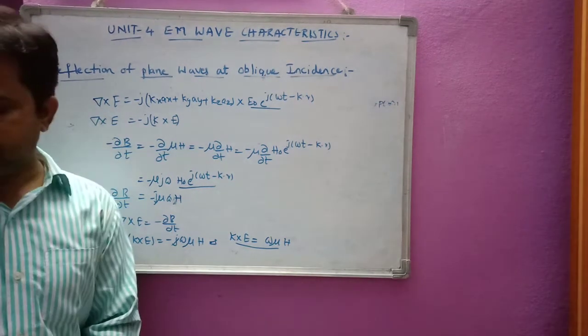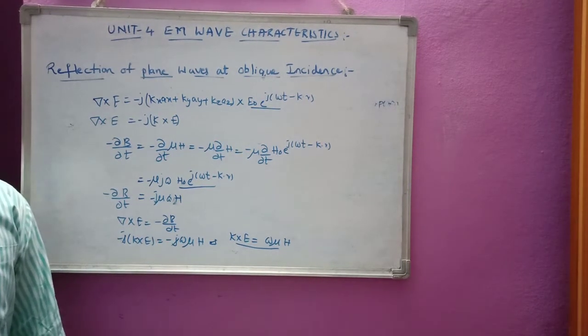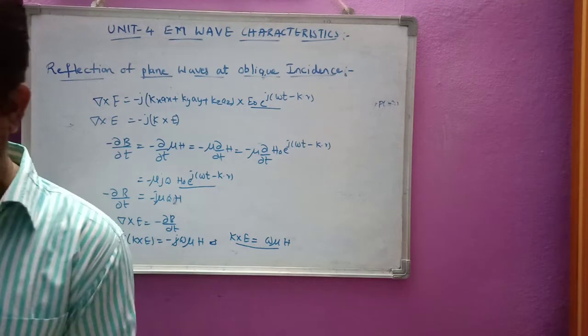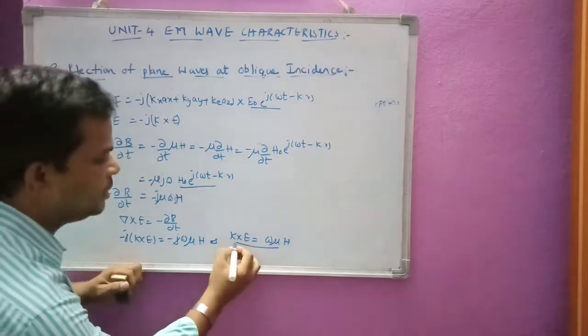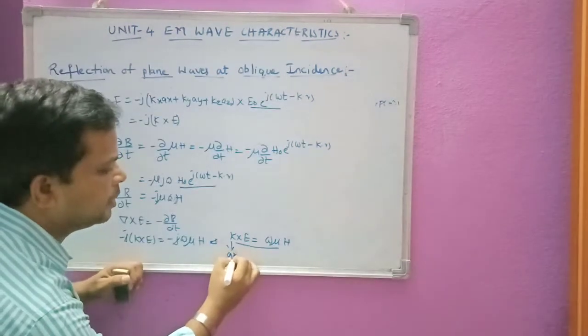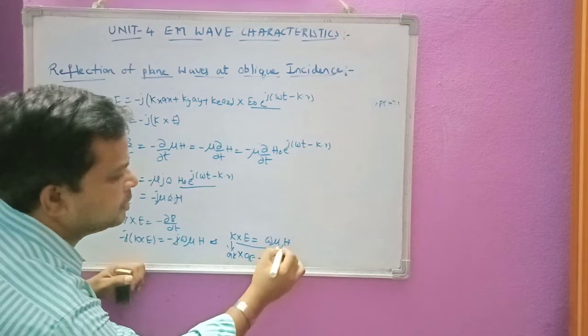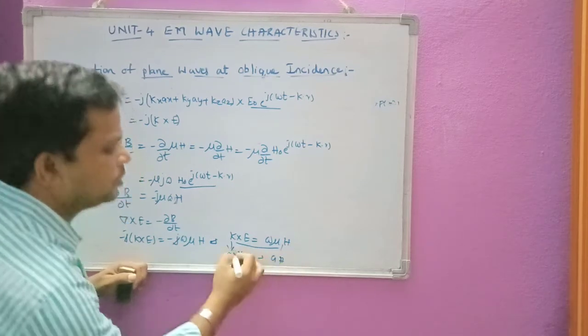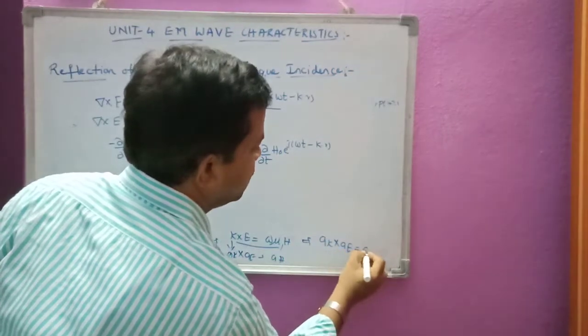Now similarly, what we have to show here: k cross E is equal to omega mu H, which we got, and we have to show the unit directions. This direction will give me aK, this direction will give me the cross aE, and this direction will give me aH. So actually we have got aK cross aE is equal to aH.